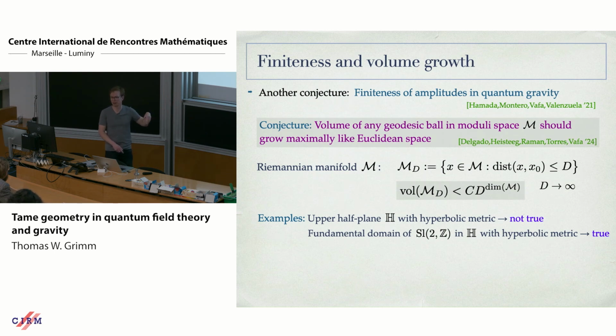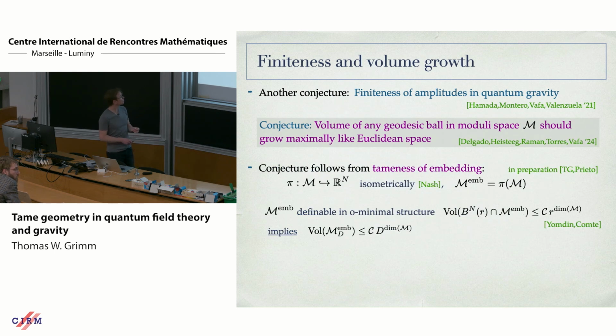Let's try to relate it to tameness. Well, the first thing which you notice is that the upper half plane with the hyperbolic metric does not satisfy this conjecture because it grows exponentially. While the fundamental domain with the hyperbolic metric satisfies this conjecture because it has finite volume. Now that kind of got us stuck, because the upper half plane with the hyperbolic metric looks totally o-minimal as a manifold, right? It has a metric which is very simple. It's a half plane. How can this be not tame?